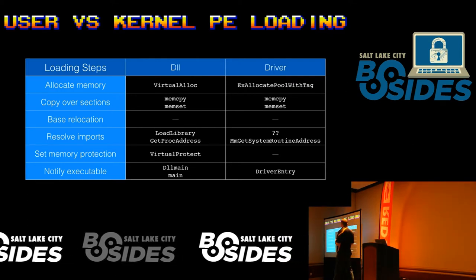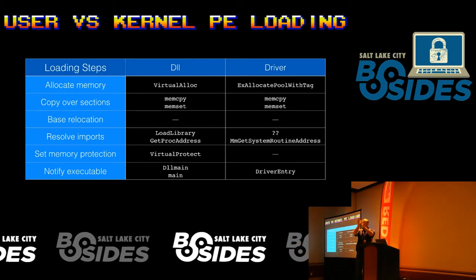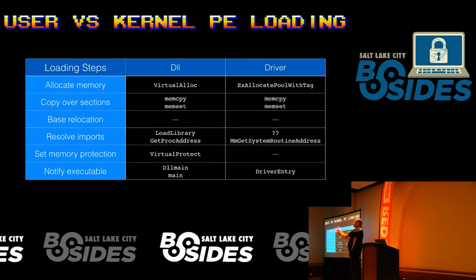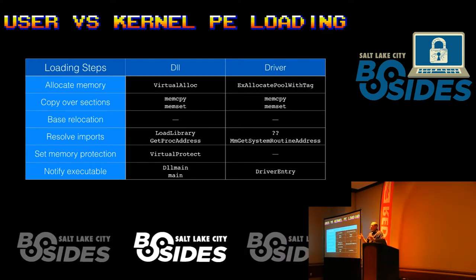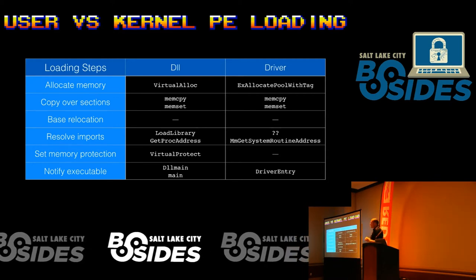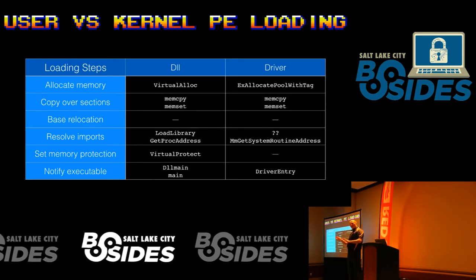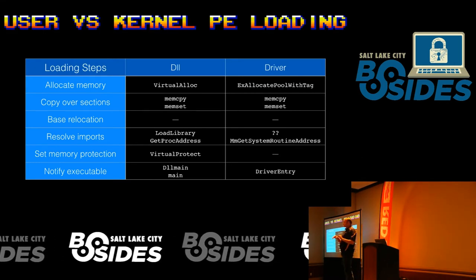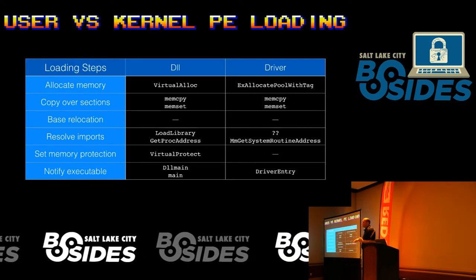The next thing, after you're all done setting up the memory, is you set the memory protections on it in user land. You say, this memory is read-only, this memory is executable, this memory is read-write. This step's actually optional. If you just set the memory to read-write-execute, it's fine, though you'd probably get caught in user land when you do that kind of thing. But in kernel space, the memory protections don't quite work the same as they do in user land. And since this is optional, we can just skip this step in kernel land.